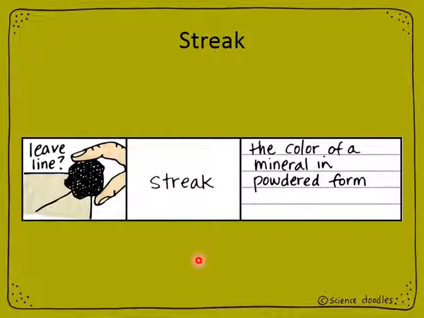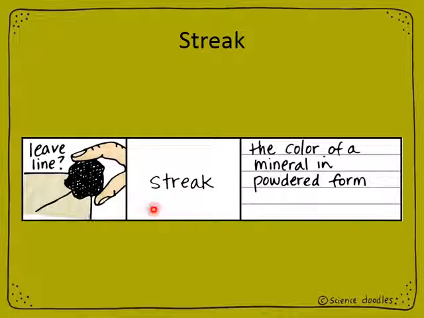Our next physical property of minerals that we're going to test is called streak. And this is the color of a mineral in powdered form. So what you do, you take a piece of porcelain, it's like a tile, like you might put in your bathroom or your kitchen, and you take the mineral and you scratch it across the surface. And if it leaves a line, then you look at the color.